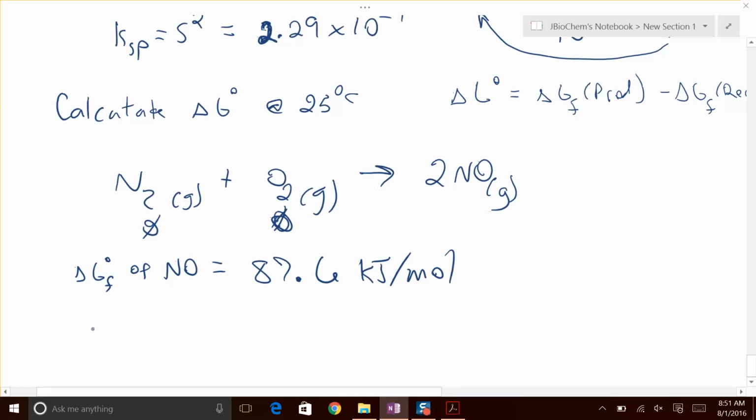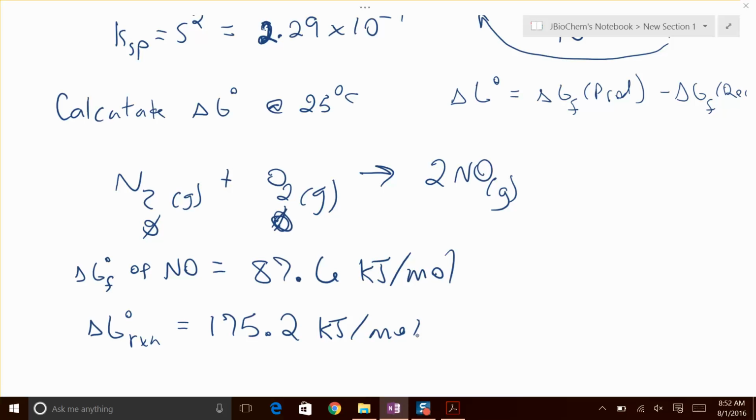Is anybody finding a delta G not of reaction here? So simply you took 87.6 times 2. That's what it is. 87.6 times 2 minus 0 will give you 175.2. Products minus the reactants. This is the product, and it's multiplied by 2, minus the reactants, which are both at 0. So I end up with 175.2 kilojoules per mole.